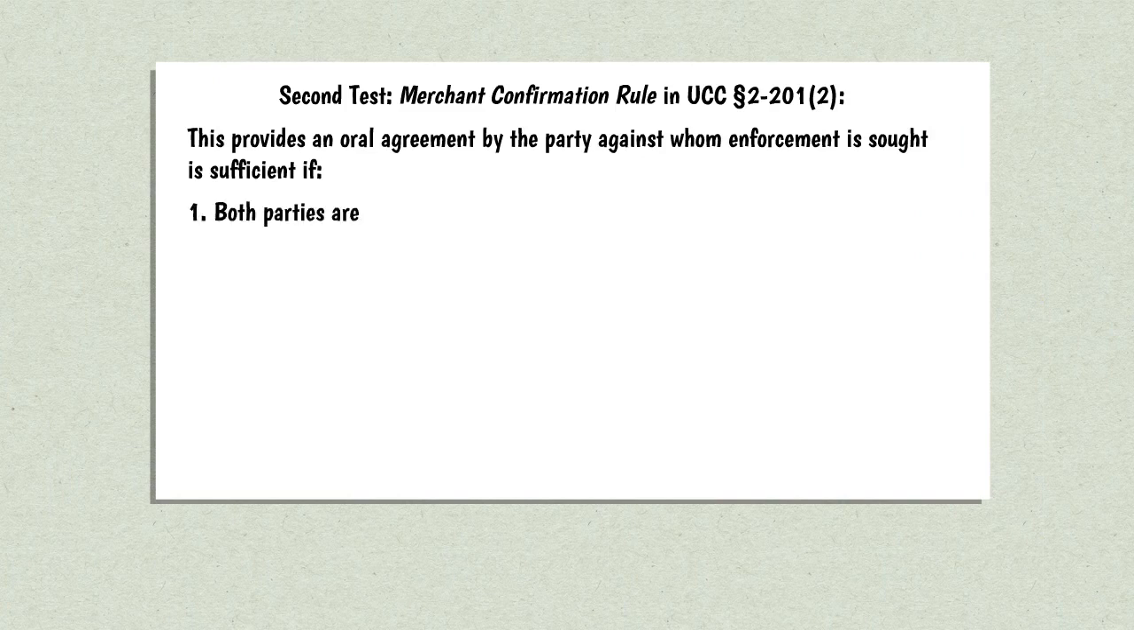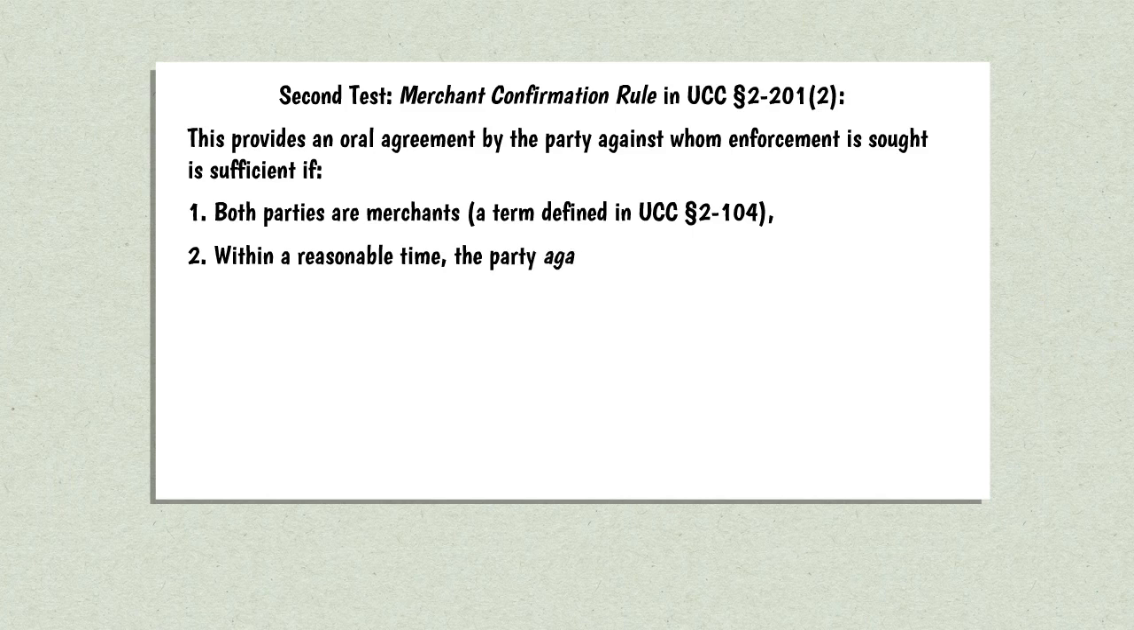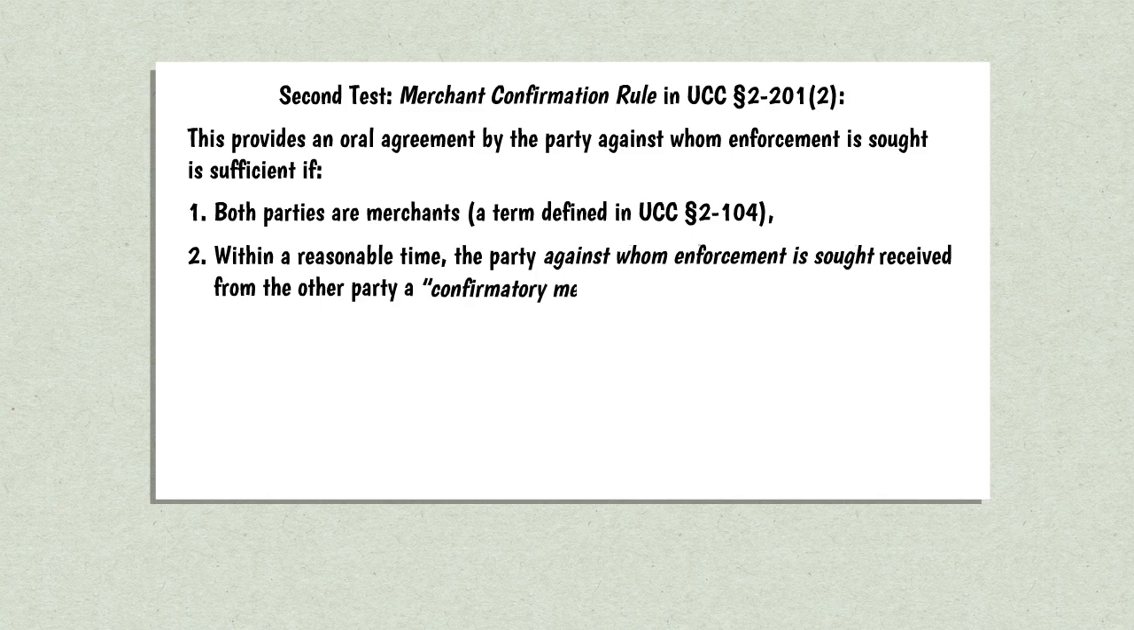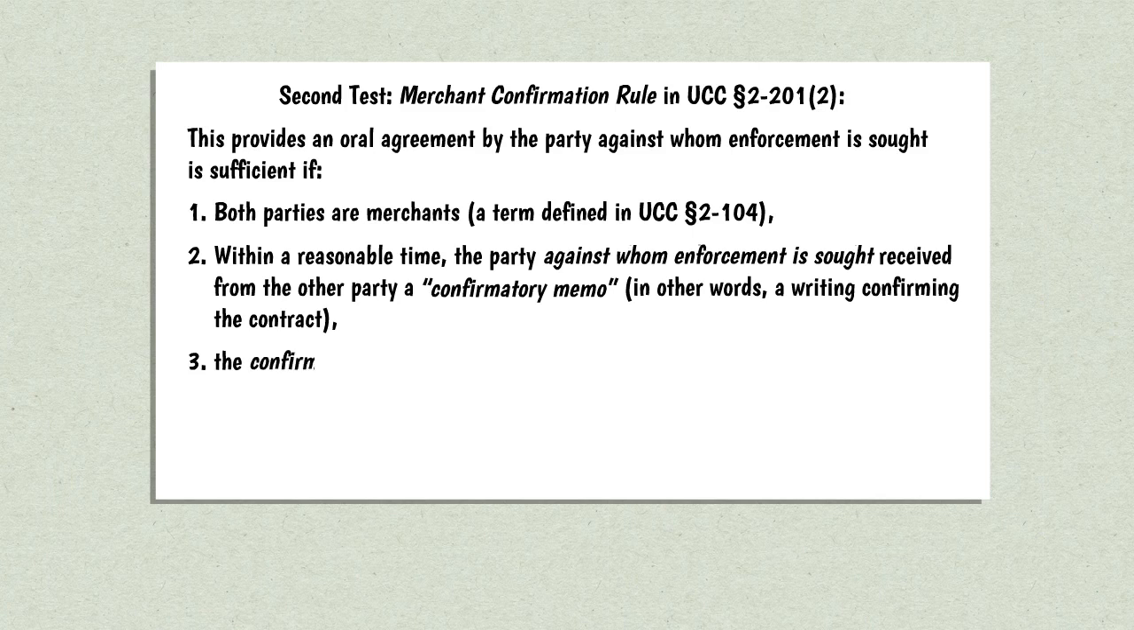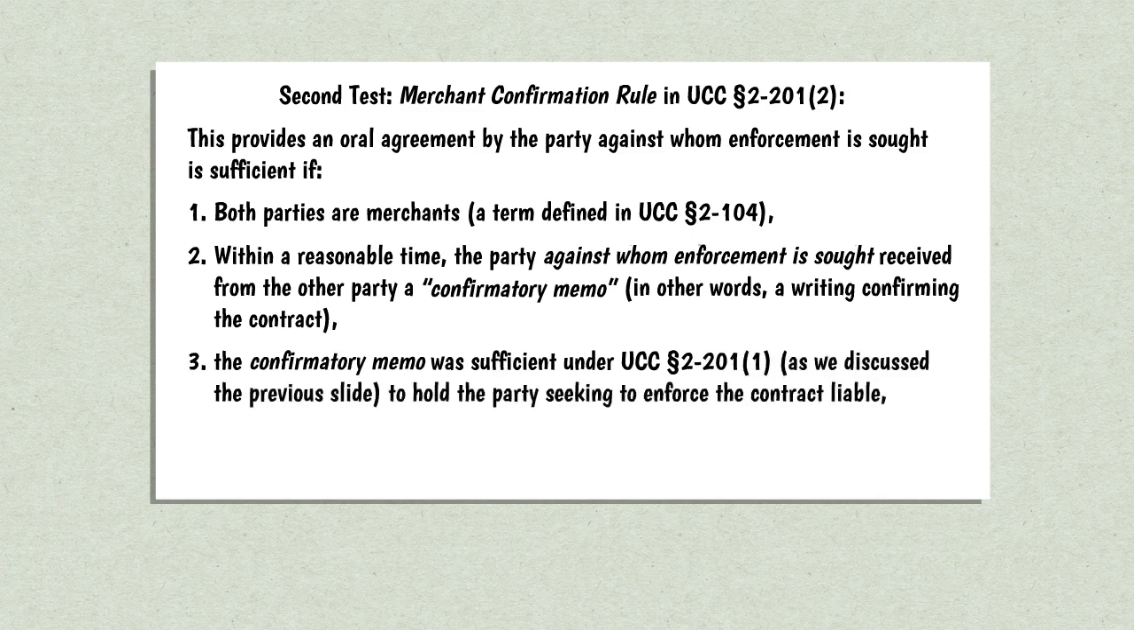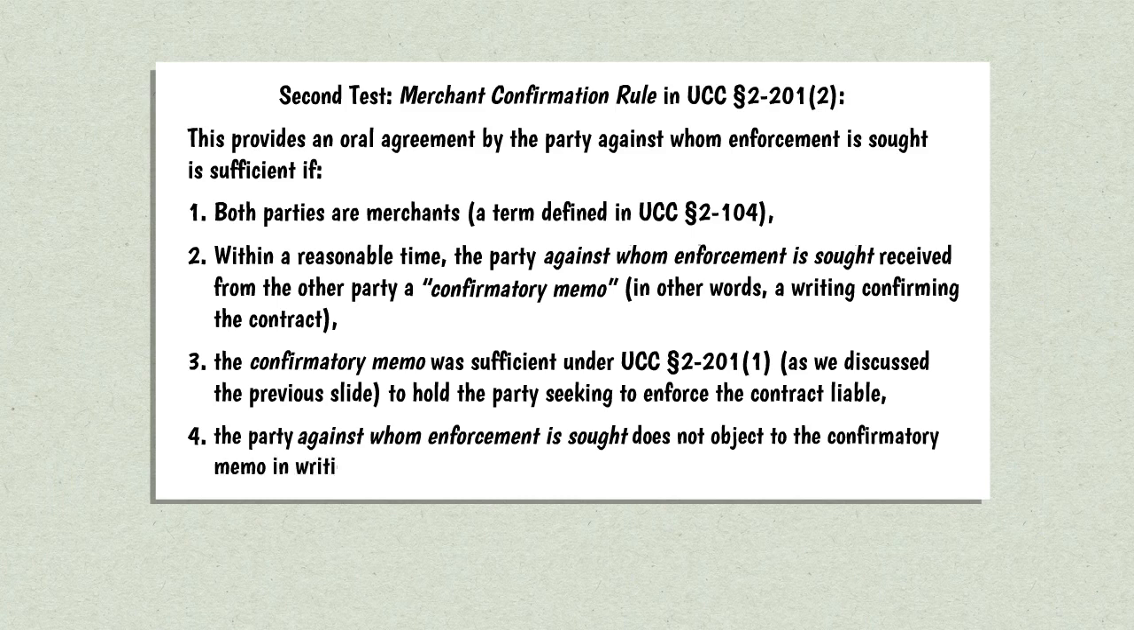1. Both parties must be merchants, as that term is defined in UCC section 2104. 2. Within a reasonable time, the party against whom enforcement is sought must have received from the other party a confirmatory memo, meaning a writing confirming the contract. 3. The confirmatory memo must be sufficient under UCC section 2201 subsection 1, as we discussed in the previous slide. And 4, the party against whom enforcement is sought does not object to the confirmatory memo in writing within 10 days after receiving it.